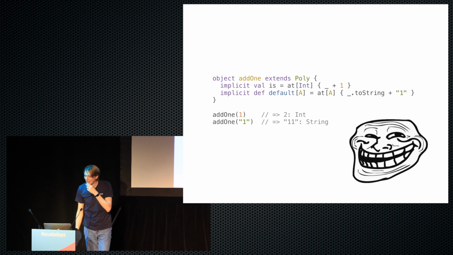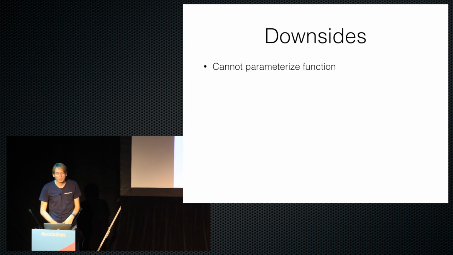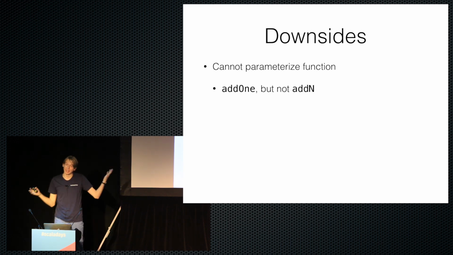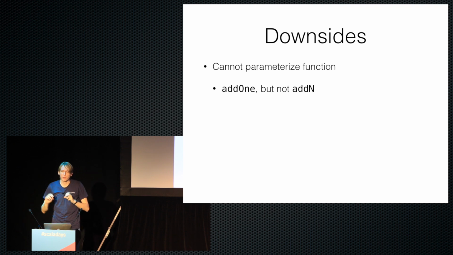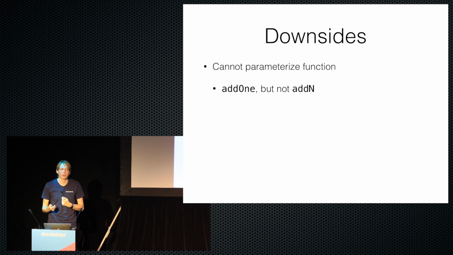But there are some downsides here, right? There are problems with this encoding. Problem number one, we can't parameterize the function. For example, in the previous slide, we had add 1. It would be kind of cool to have add n, where n is the thing that you're adding. Nope, can't do it. This is not as much of a limitation in practice as you would think. It's sort of surprising, but you almost never run into this. But it is a limitation, right? And it's something to keep in mind.